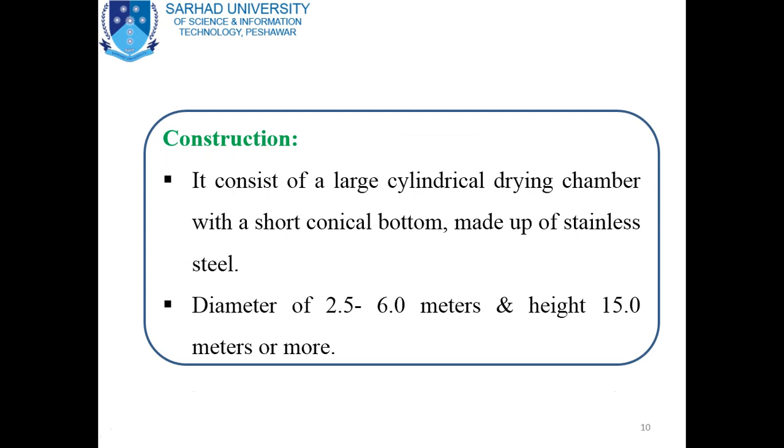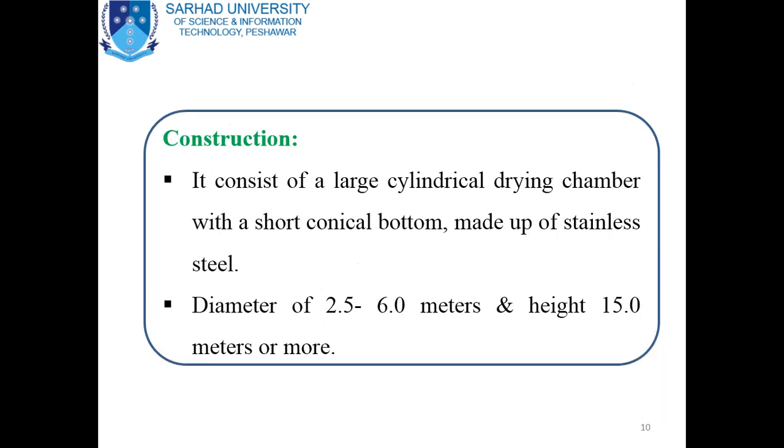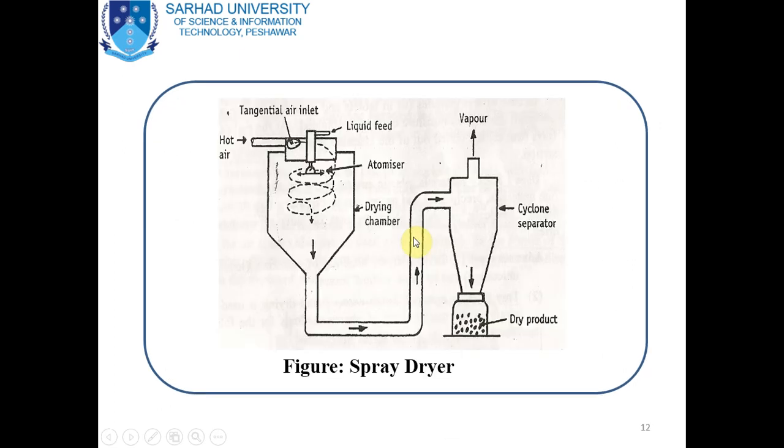Now, after the diagram, I told you briefly the principle, how it works and how the fluid is dried. Construction of this particular drying chamber, the spray dryer: it consists of a large cylindrical drying chamber with a short conical bottom. You can see it is a drying chamber, with a conical shape at the bottom.